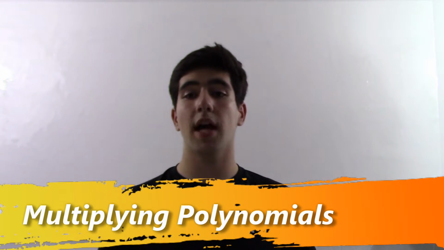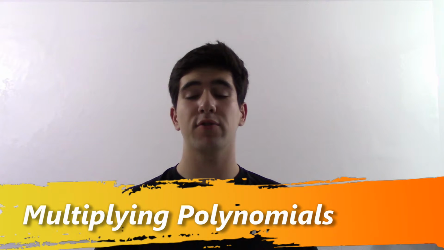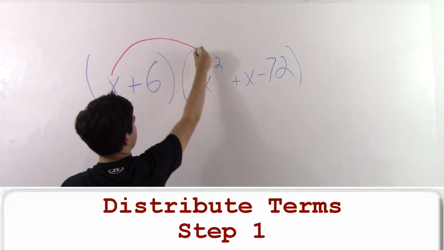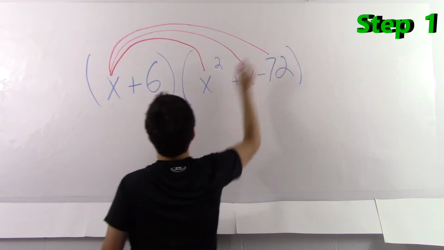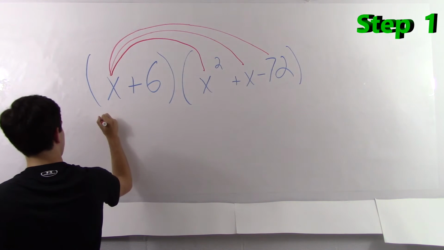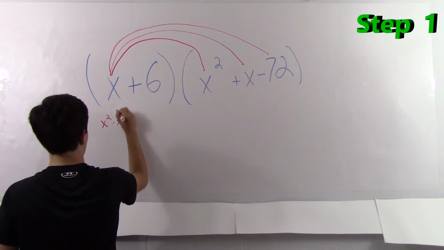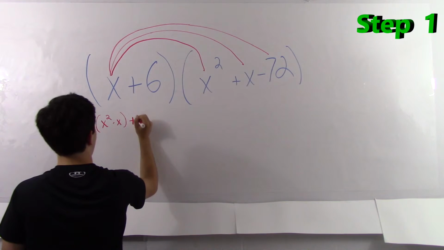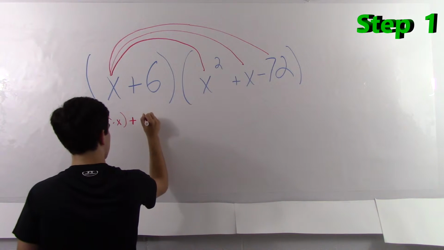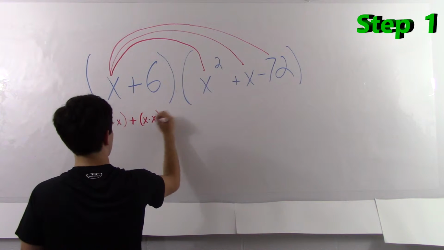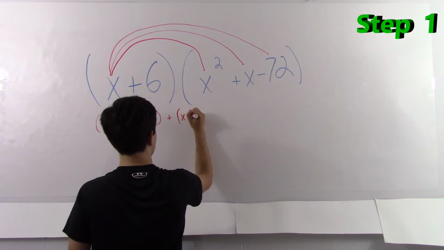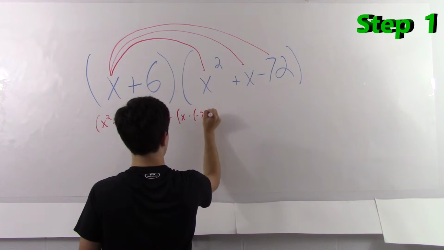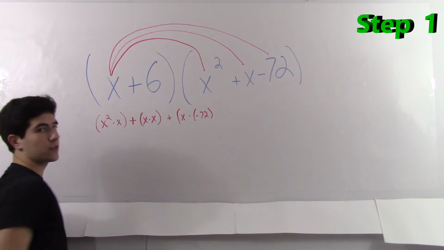Next, we're going to be multiplying polynomials by using the same 3-step process as we used before. Step 1 is distribute the first term to all 3 terms of your polynomial. So we have x times x squared, x times x, x times negative 72, and that's your first term.